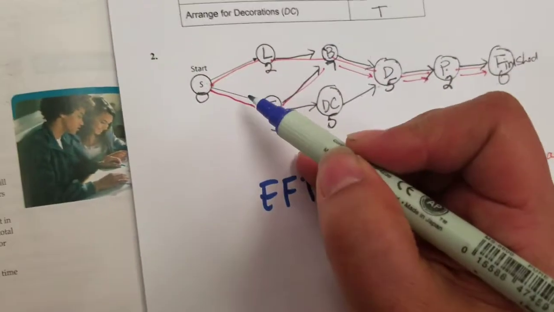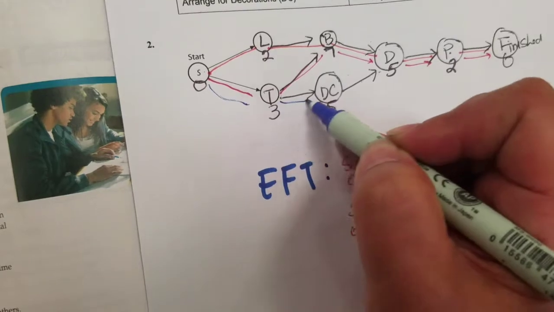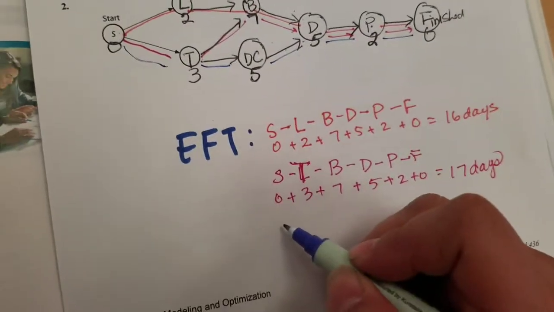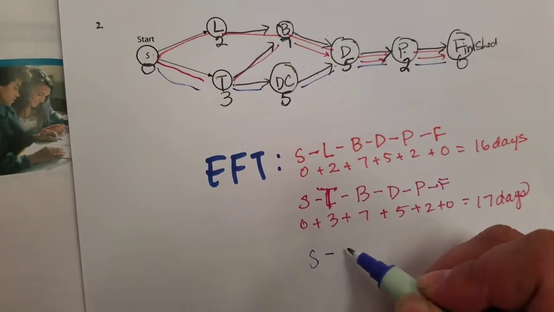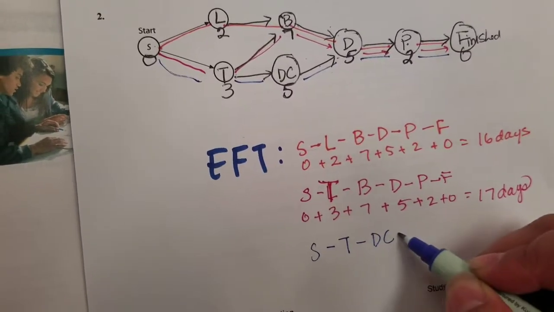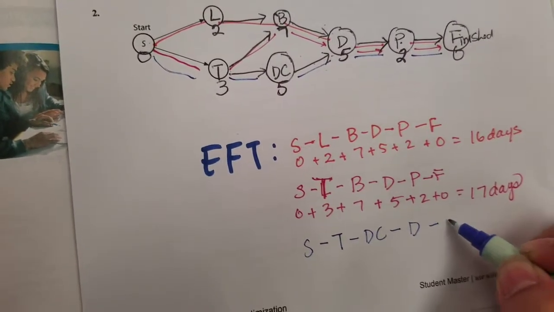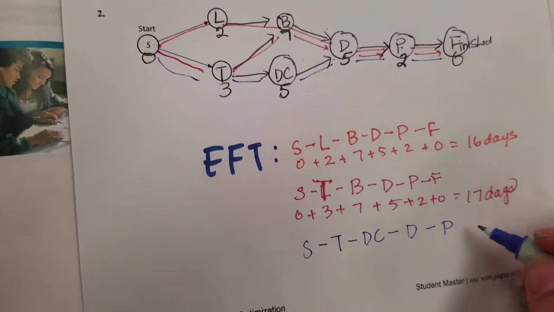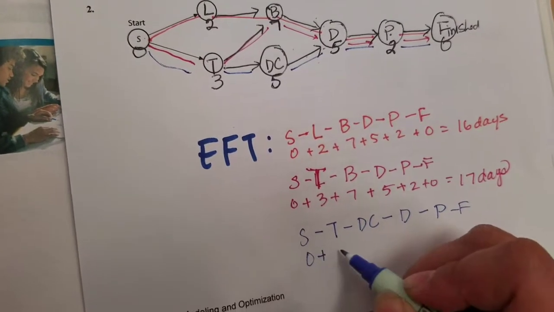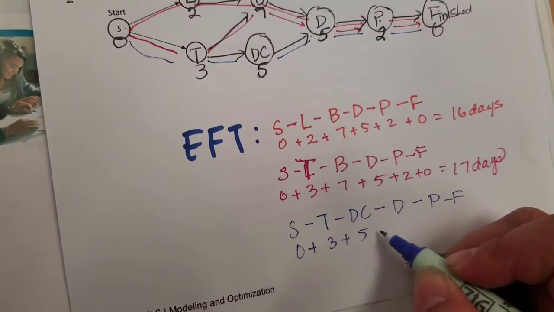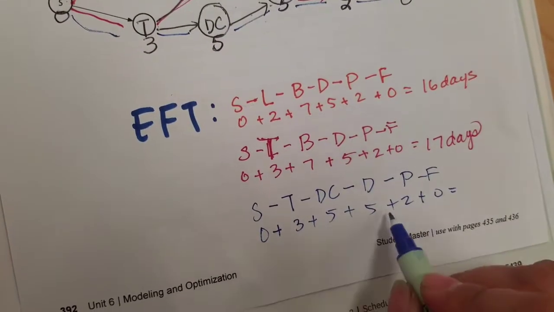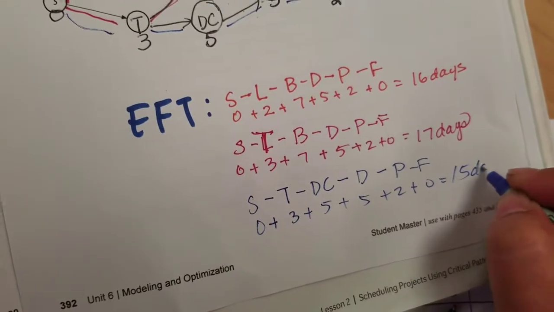Now, the last of the paths that we can possibly take is in the blue, which you can see. So start, and then theme, then arranging for decoration, design the poster, and displaying the poster. So that'd be 0 plus 3 plus 5 plus 5 plus 2 plus 0, which ends up being 15 days.